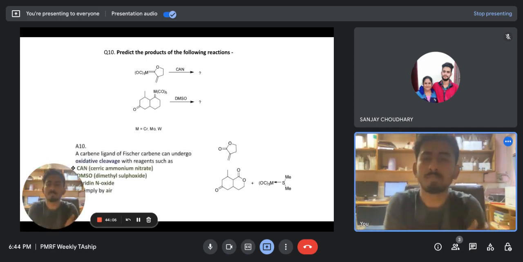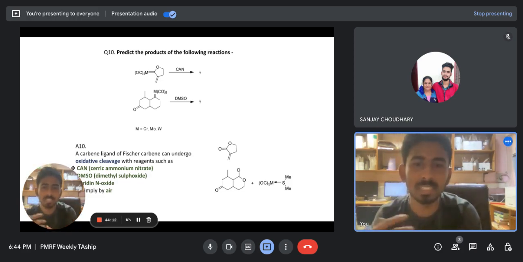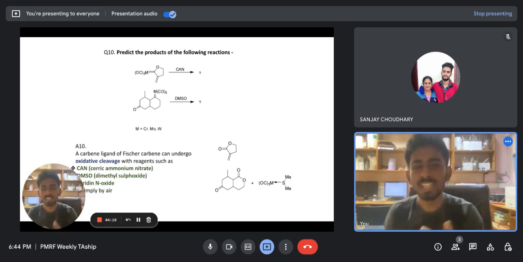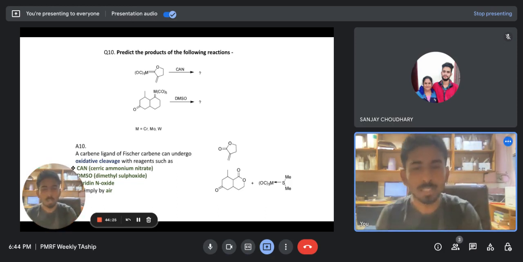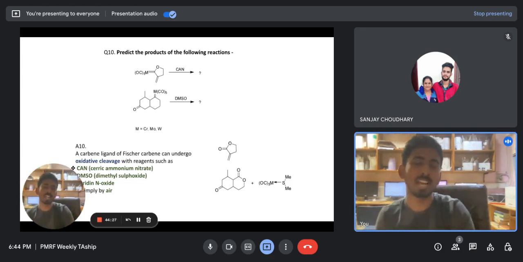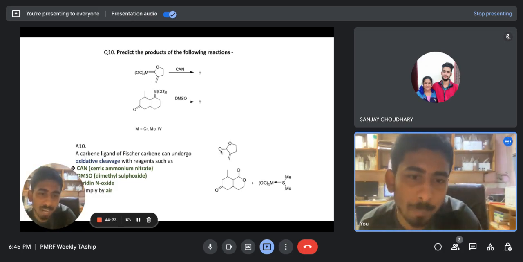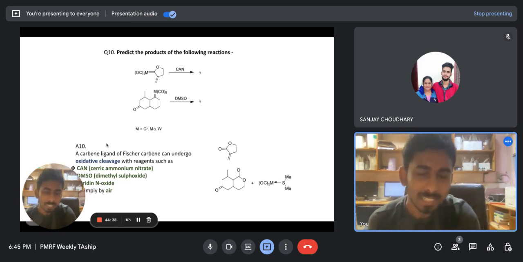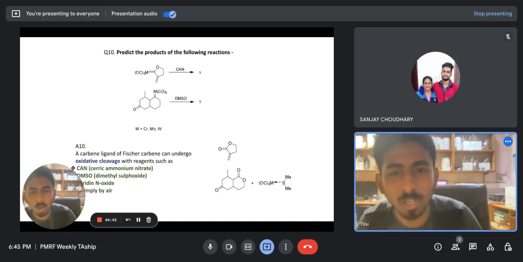So this is a carbene ligand of a Fischer type of carbene, whenever it is treated with reagents, that is the CAN. So you have to remember, whenever you are seeing any such reagent as CAN, ceric ammonium nitrate, or DMSO, dimethyl sulfoxide, or pyridine N-oxide, that is PyNO, or simply air, that is the moisture or aerial oxygen, in presence of oxidants, any Fischer type of carbene complex will be demethylated. Fischer carbene complexes will be demethylated in presence of these compounds, that is ceric ammonium nitrate, DMSO, pyridine N-oxide, or air.